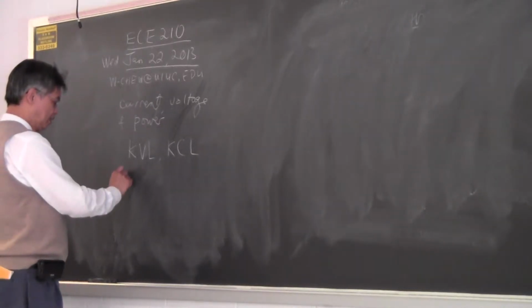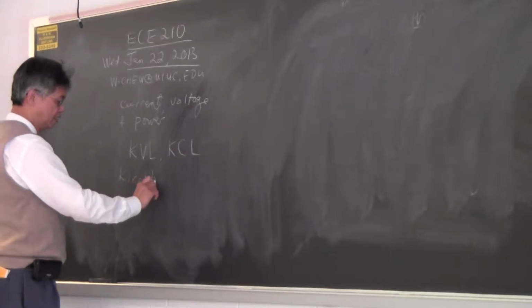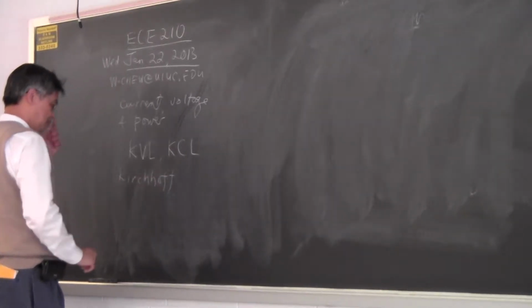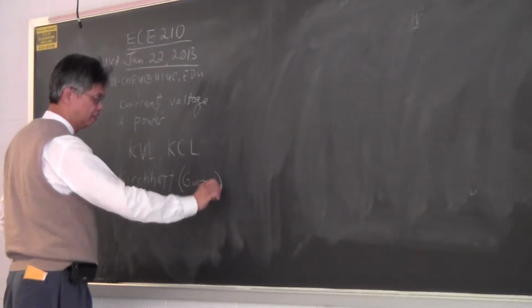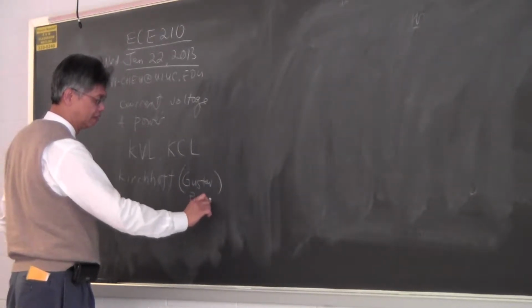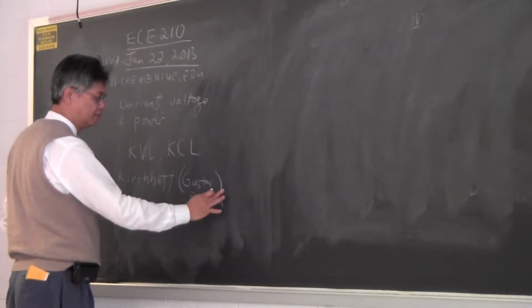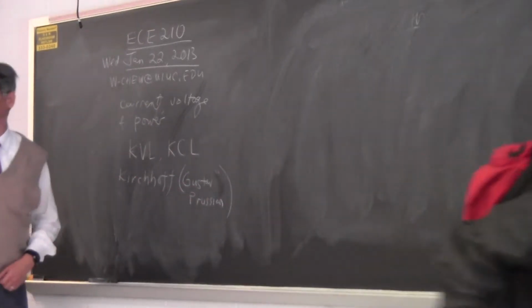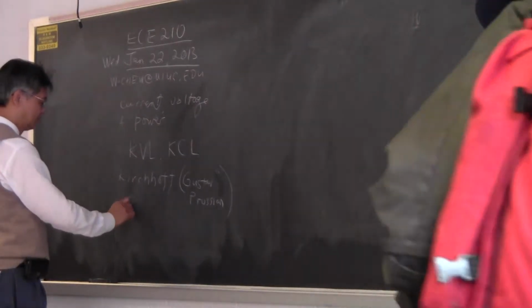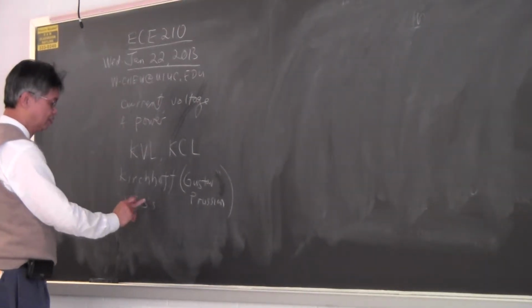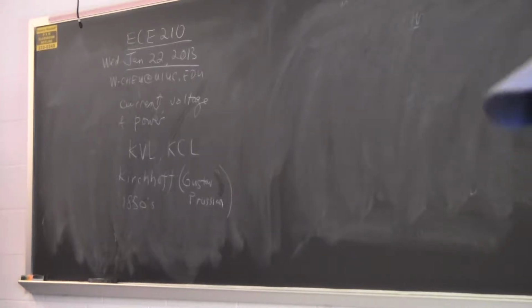Kirchhoff is usually spelled this way, with two H's. And his first name is Gustav. He was a Prussian, but did most of his work when he was in Germany, maybe around the 1850s or so. And most of his work was done around that period in history.